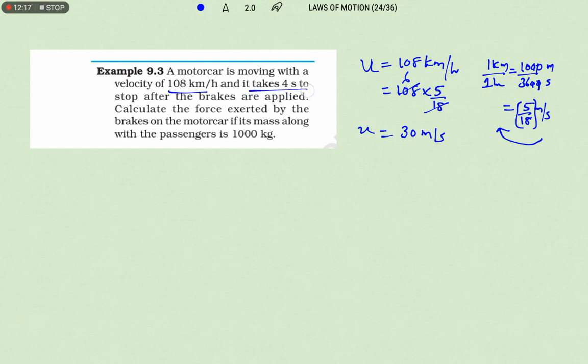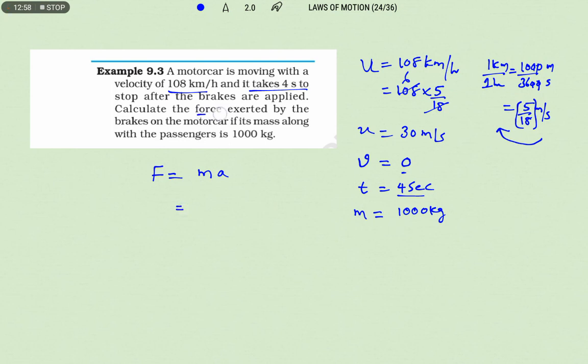It takes 4 seconds to stop after the brakes are applied. That means the body is brought to rest due to application of force. How long? 4 seconds. That means after the application of the force, it will take 4 seconds to come to rest. Right? What is the mass of the motor car? 1000 kg along with the passengers. So again the same concept. F equals m a. Here again they are asking for the force.